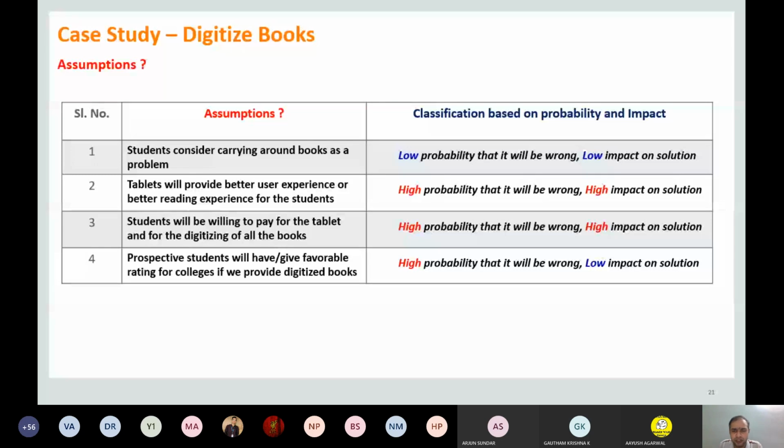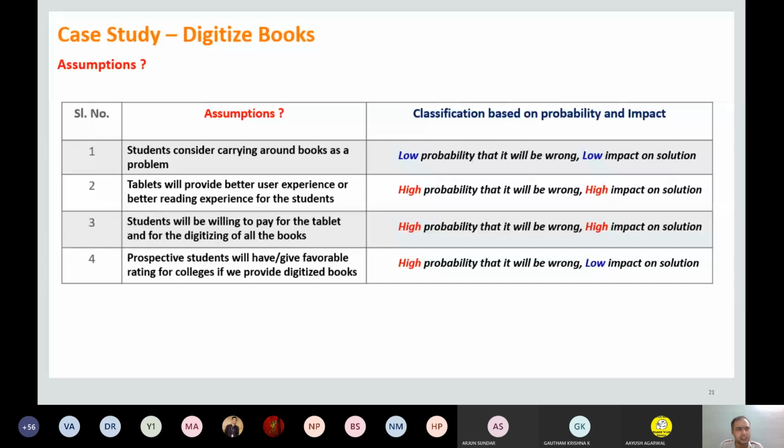And we believe that the students are willing to pay. If the students are not willing to pay, the probability of your solution going wrong is high, and this will impact the solution completely. The next one is that new students will be willing to join this university because it's tech savvy. The probability of this going wrong is high, but it may have very little impact on the admissions or ratings, because they already know this is a proven university. So even though the probability is high, the impact on the university is not going to be large at the end, right?